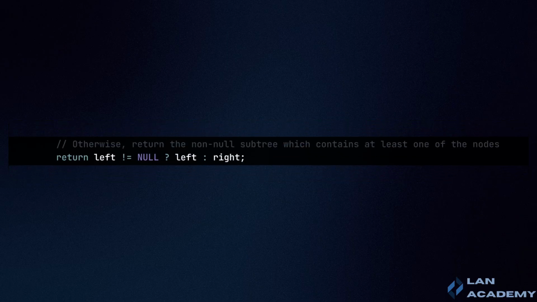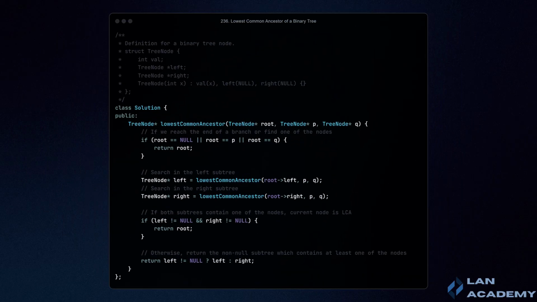If only one of the subtrees returns a non-null value, it means both P and Q are located in that subtree. Therefore, we return the non-null subtree as it contains the LCA. By following this recursive approach, the algorithm efficiently traverses the tree and identifies the LCA. The recursion ensures that we explore all possible paths in the tree, and the conditions we check guarantee that we correctly identify the lowest common ancestor.